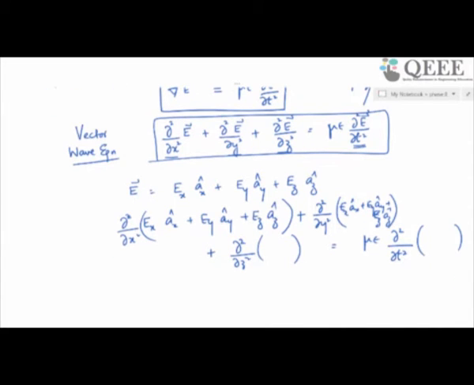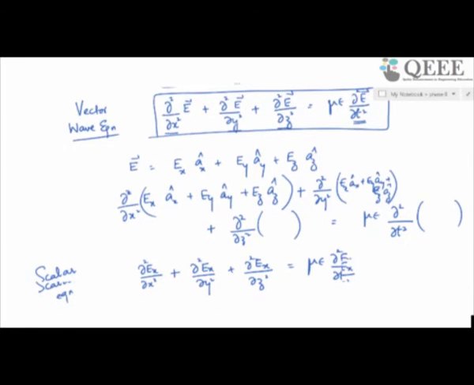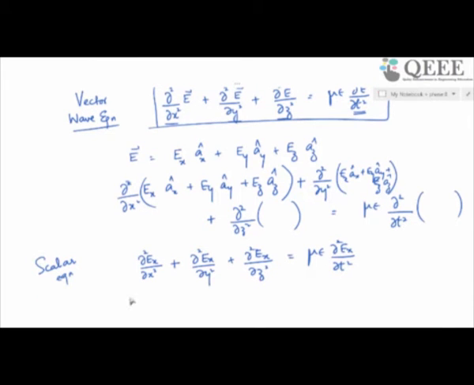So, I can equate the x component separately, y component separately, z component separately. It means that del square Ex by del x square plus del square Ex by del y square plus del square Ex by del z square is equal to mu epsilon del square Ex by del t square. This is a scalar wave equation, because you have taken the components separately and you have them equated.